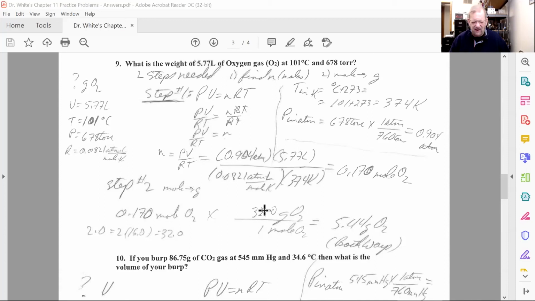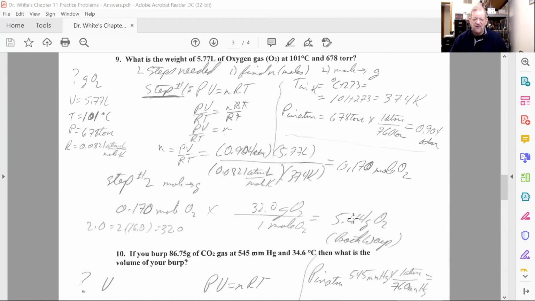1 mole of a compound equals its molecular weight. That's important information. Test number 3. And what's the molecular weight of oxygen gas? Well, it's the sum of all atomic weights. 2 oxygens, each oxygen is 16.0. And now that's 32.0. So for every 1 mole, 32.0 grams, multiply it, and you get 5.44 grams oxygen, and that's what you get both ways. And that's how you do PV equal nRT.